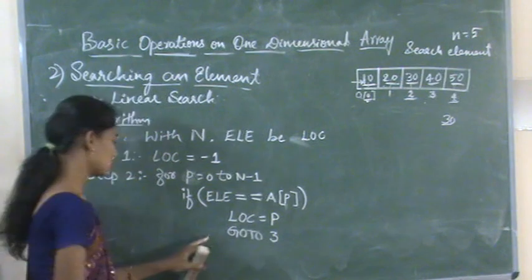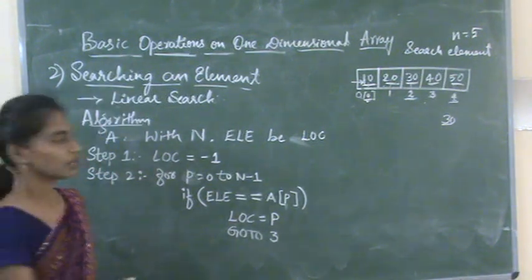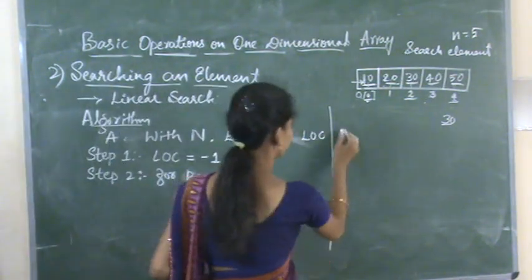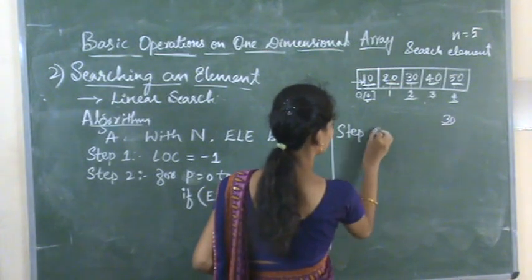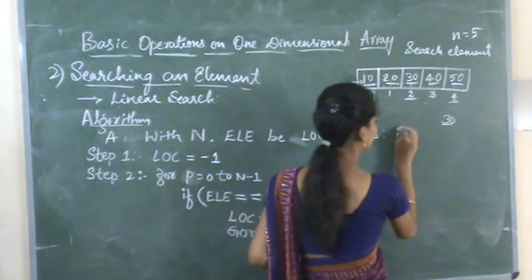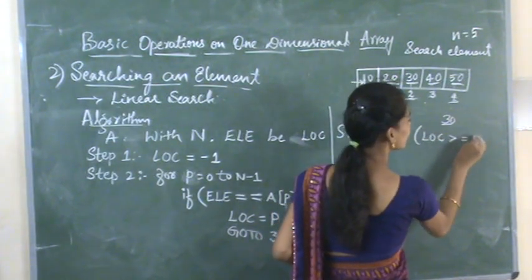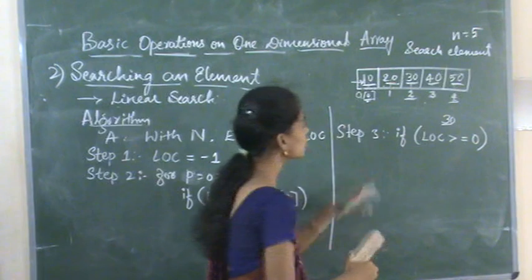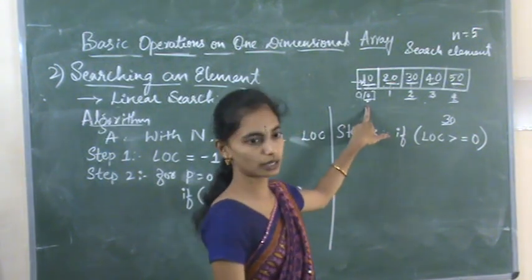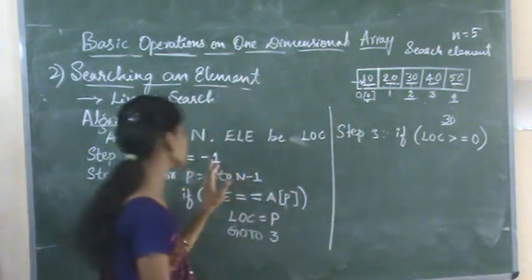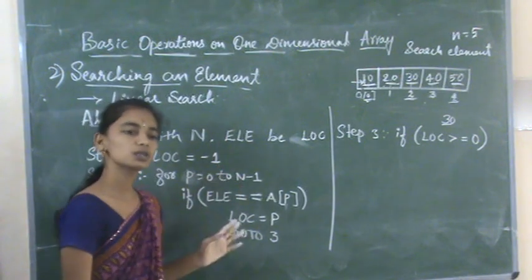Go to 3 means go to the third step. So in this third step, if LOC is greater than or equal to 0, because the array always starts with 0, right? If it is less than 0, meaning -1, there is no such element.